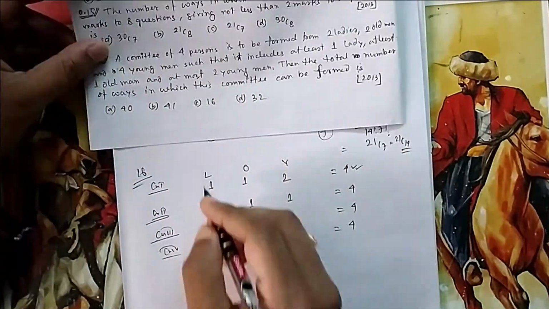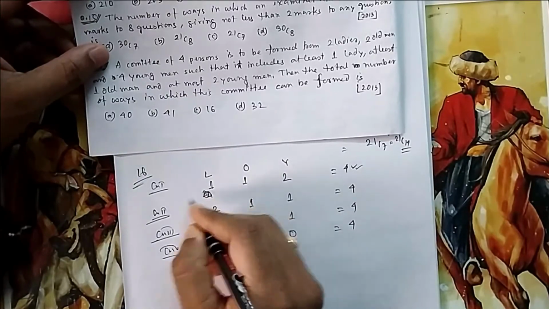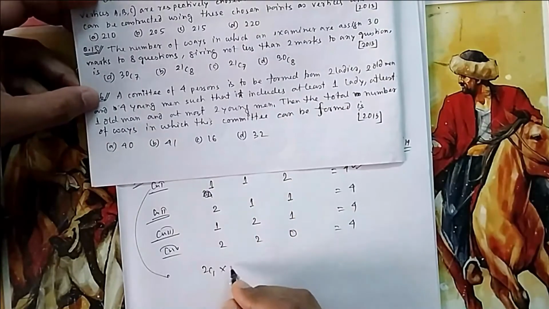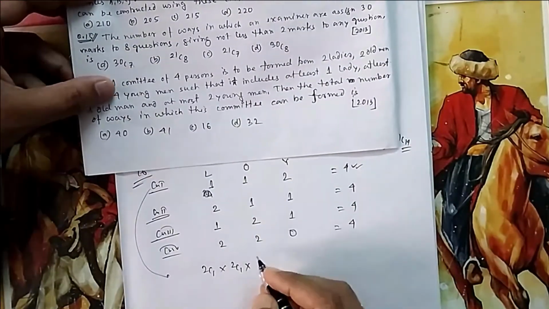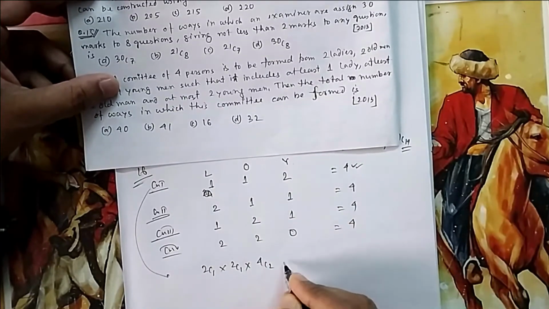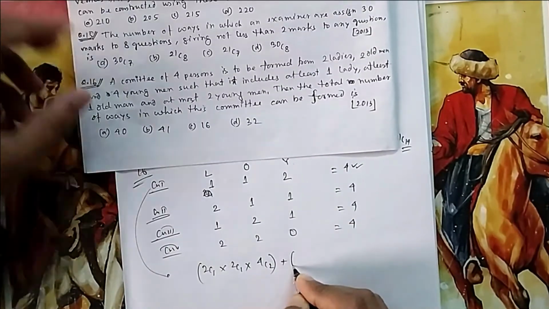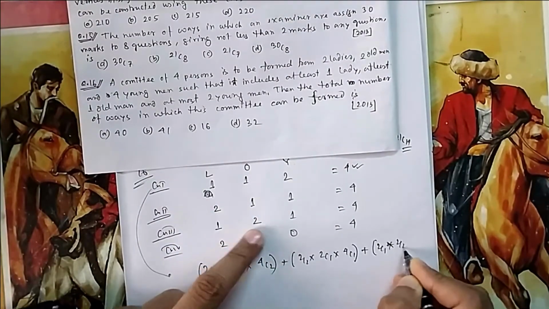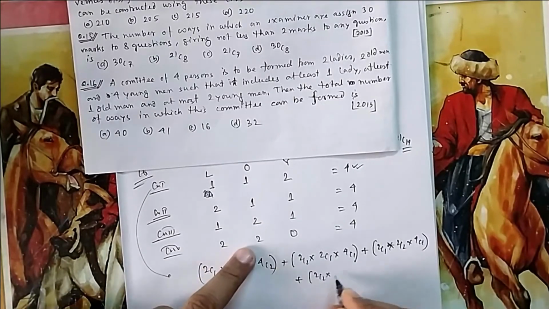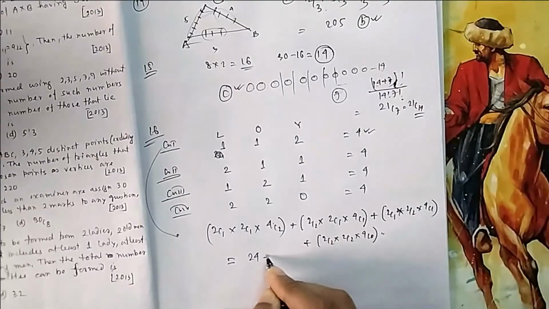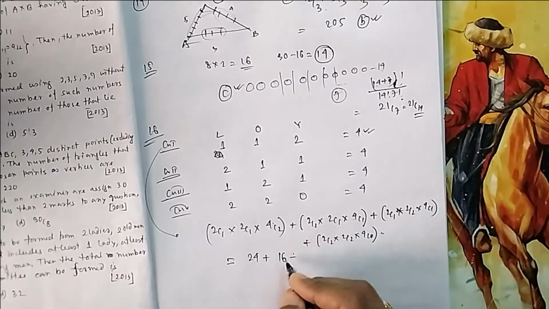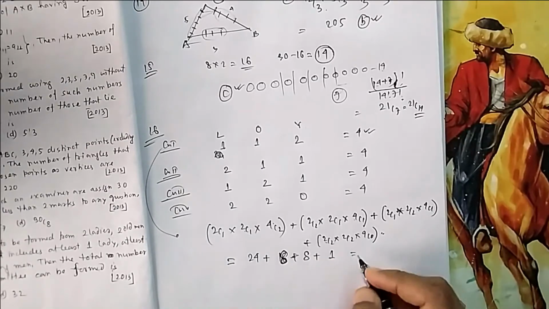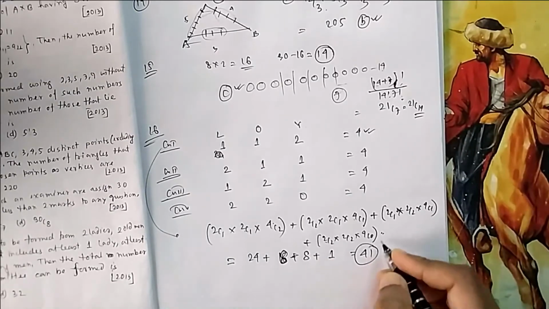So in the first case, 2 ladies, choose 1, so it is 2C1, into 1 old man from 2, so 2C1, and from 4 young men you are choosing 2, 4C2. Plus the second case, 2C2, out of 2 old men 1, 2C1, out of 4 young men 1, 4C1, and so on, 2C2, 2C2, 4C0. Adding up the terms, 24 plus 16 plus 1, that is your 41. That is your option B.